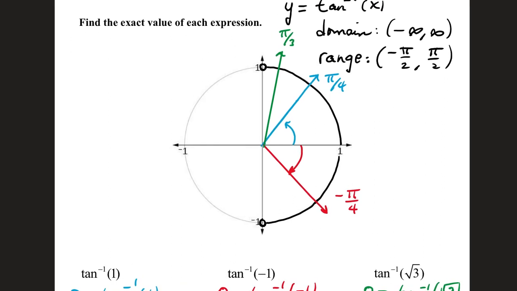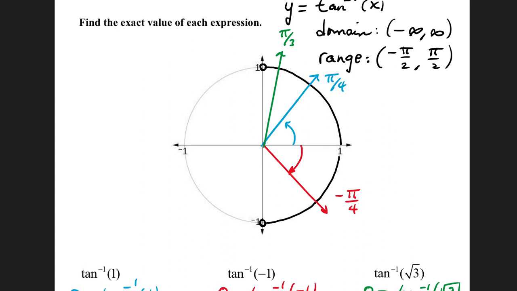With tangent inverse, recall that the domain is all real numbers, but the range is negative pi over 2 to positive pi over 2, not inclusive, because at the very top or bottom, tangent's undefined. So I've got these little circles here that say we can look real close to positive 90, real close to negative 90, but we just can't be exactly 90 degrees or negative 90 degrees. In radians, that's pi over 2 and negative pi over 2.